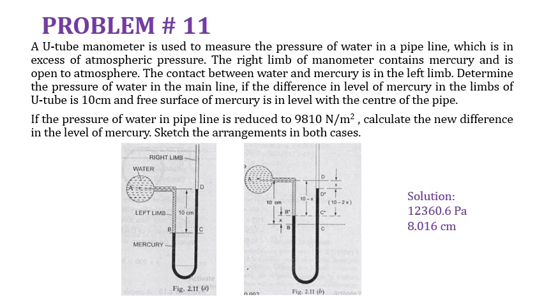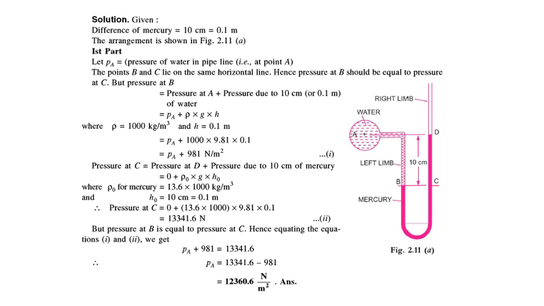So I'm hopeful that you must have developed the equations. Once the equations are with you, simply open up the brackets and rearrange and simplify to get the x value in meters. Then you also have to determine the level difference of mercury. Let me show you in the next slide.